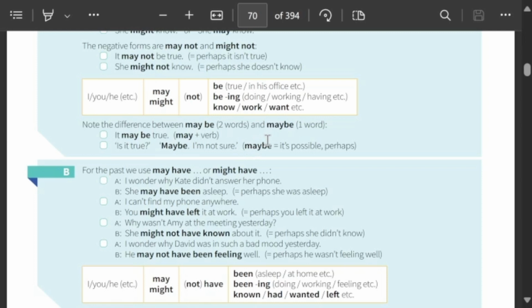You see? Maybe it is true. What is the verb? Not be. The verb is. I mean, it's still the same verb, but it's a different word, right? Maybe, I'm not sure. Or maybe it's possible, perhaps. You see, it's different. Different meaning.